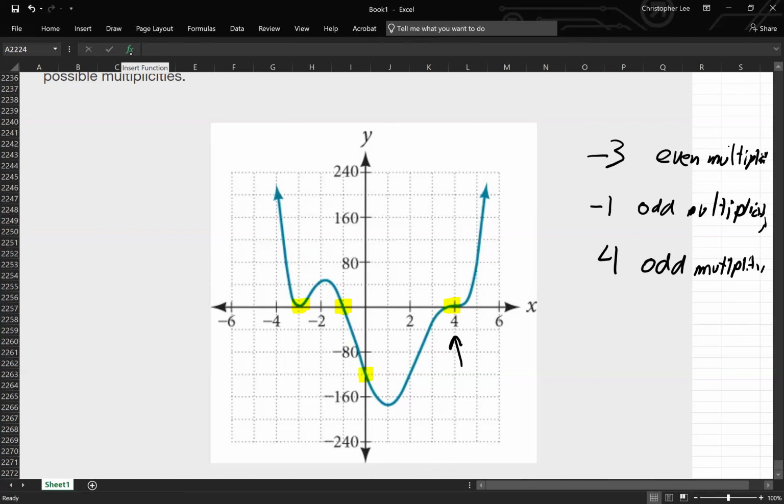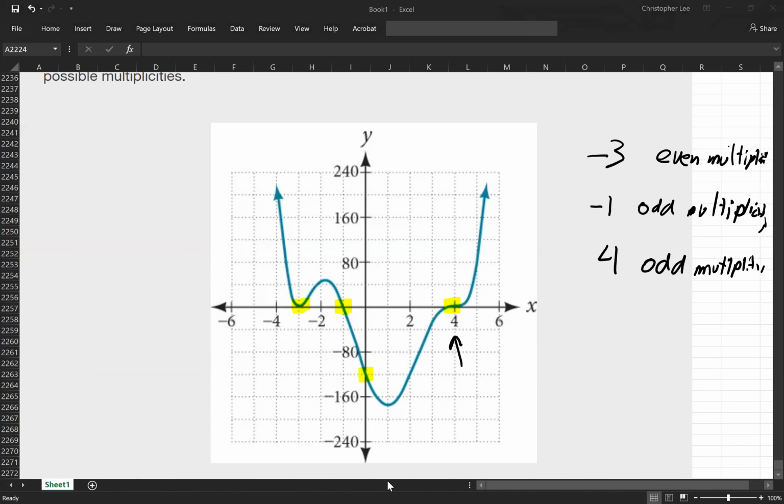Now, I don't know what the multiplicities are. All I can tell you is that this is a polynomial of degree 6, right? So whatever these even and odd multiplicities are, they have to add up to at most 6. They can have at most 6 factors. All right. Feel like we get the gist of that.